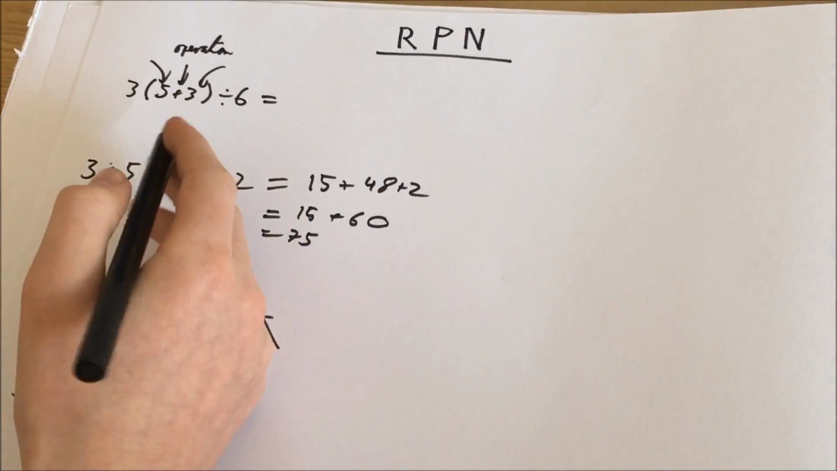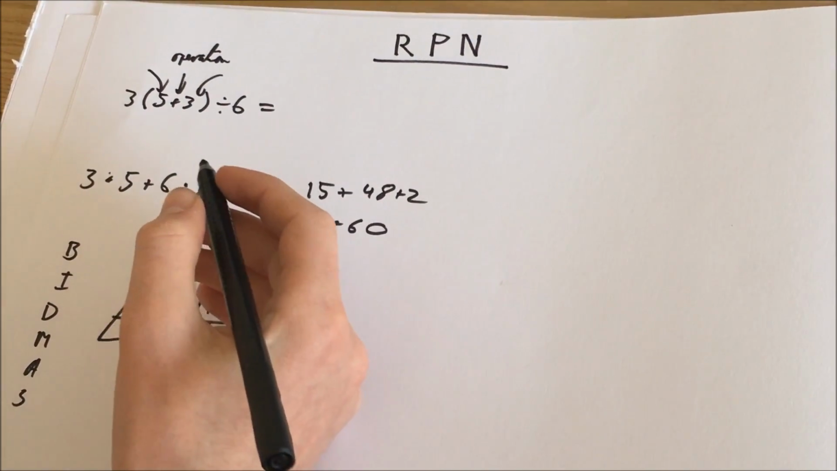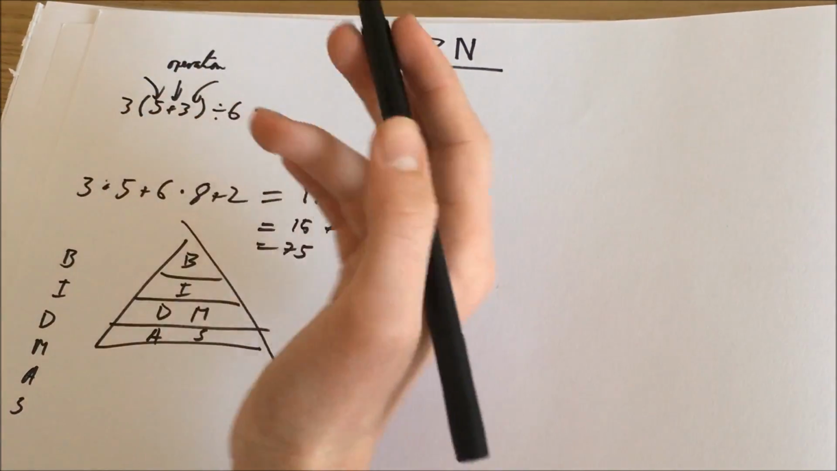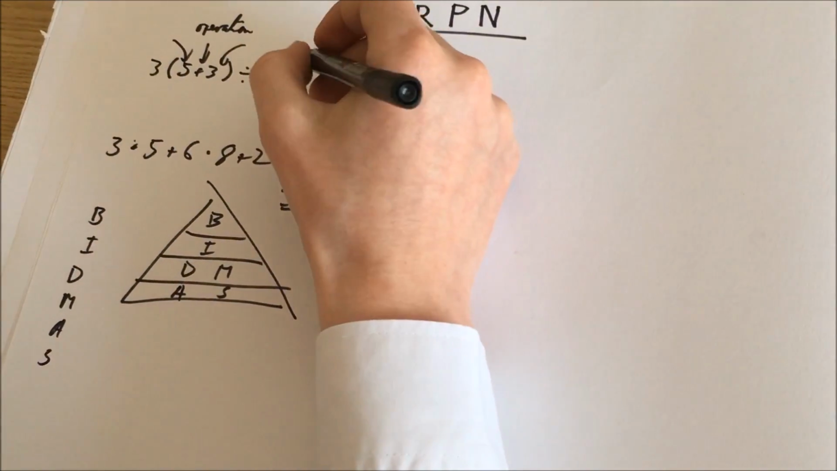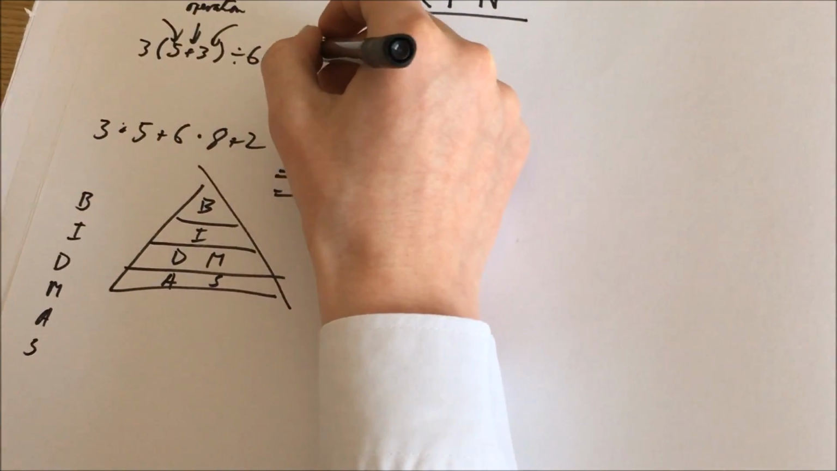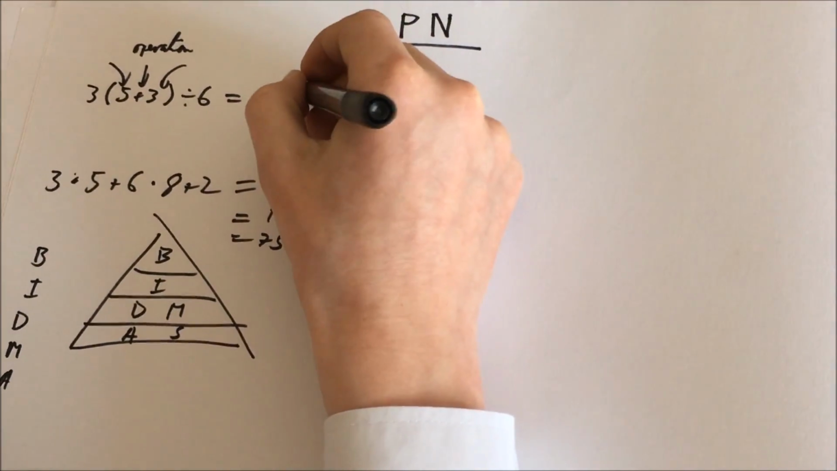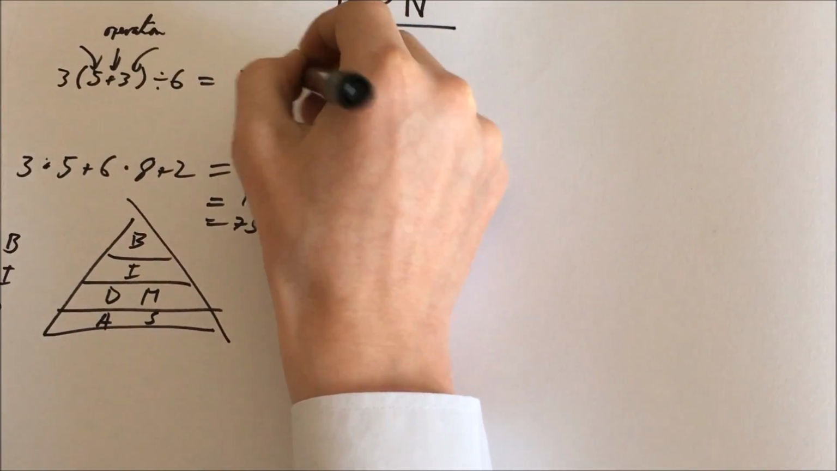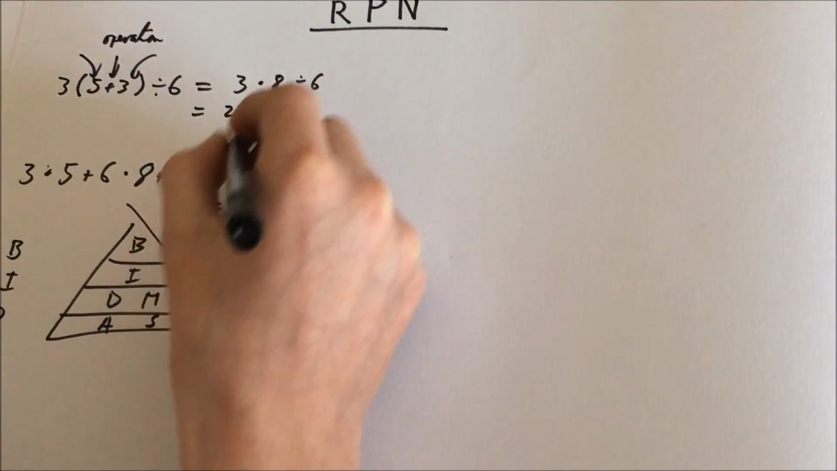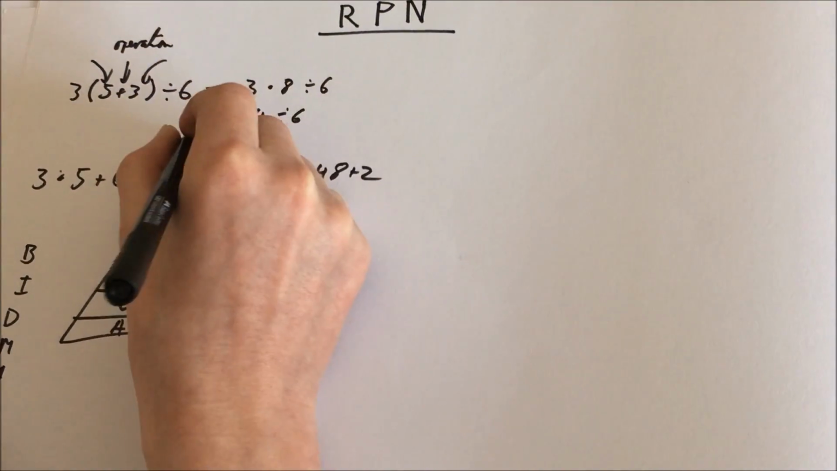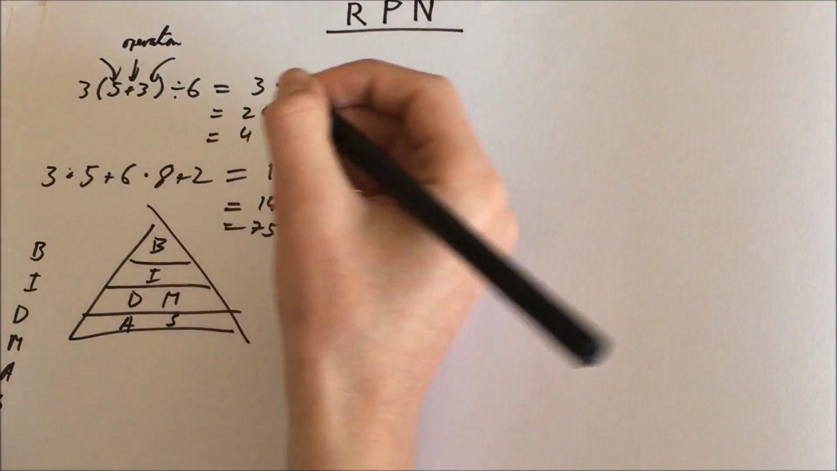Now we'll go back to solving the original equation, which has a couple more things. It has brackets in it and division. The first thing we do is the brackets. So we have to add the brackets. 3 times 5 plus 3, which is 8, divided by 6. 3 times 8 is 24. Divided by 6, 24 divided by 6 is 4.